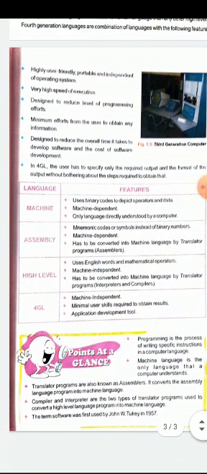Next, high level language. Uses English words and mathematical operators in their programming. This is machine independent. Has to be converted to machine language by translator programs called interpreters and compilers. Next, fourth generation language. This is also machine independent. Here, minimum skills are required for writing programs and for getting results. Application development tool. With the help of fourth generation language, we can develop so many applications.